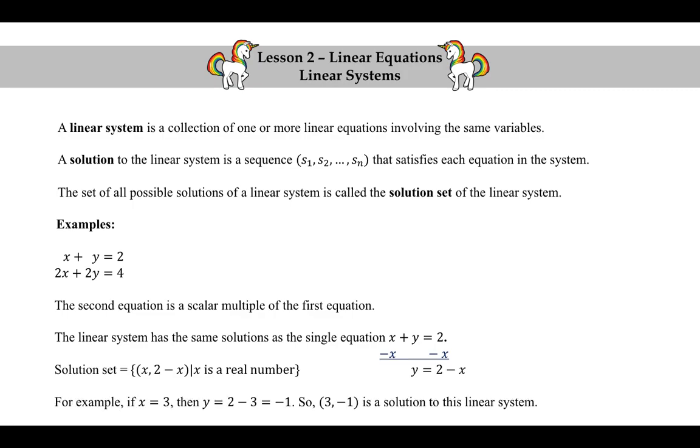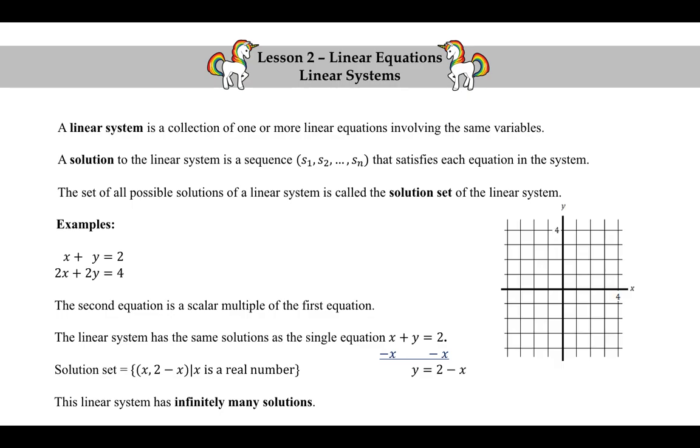So for example, if x is equal to 3, it follows that y is equal to 2 minus 3, or -1. So (3, -1) is a solution to this linear system. There are lots of other solutions as well. For example, (5, -3), because 2 minus 5 is -3. (-7, 9), because 2 minus -7 is 9. And as one more example, (0.3, 1.7), because 2 minus 0.3 is 1.7. This linear system has infinitely many solutions.